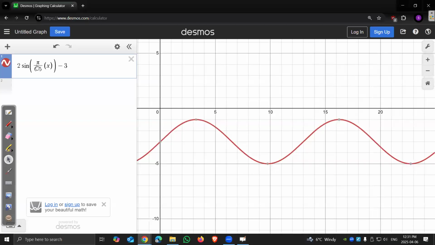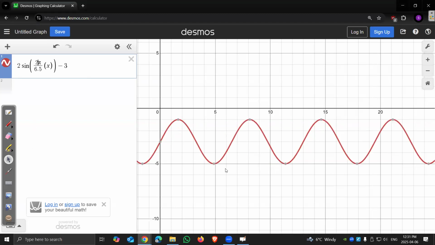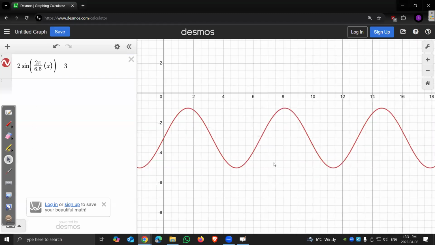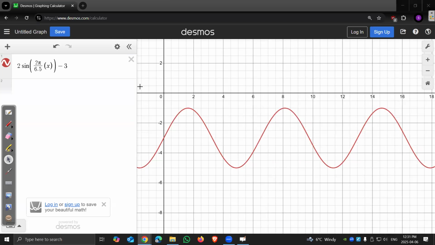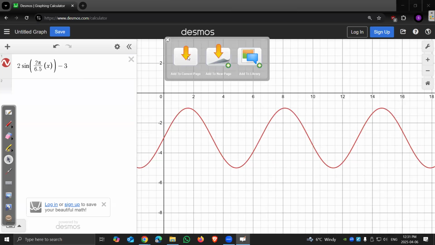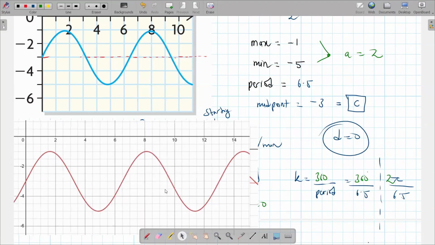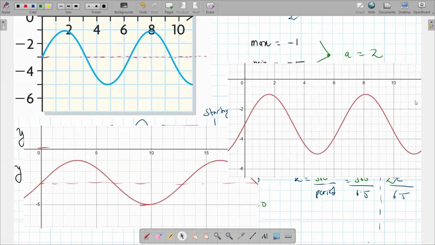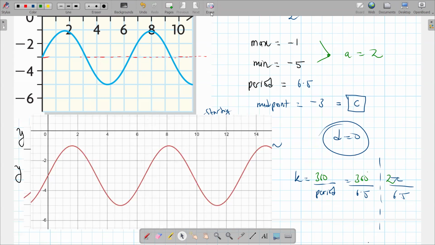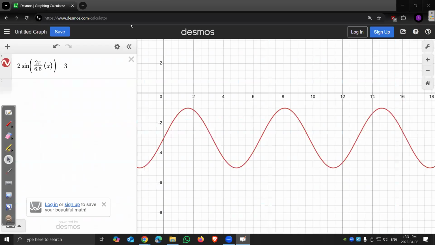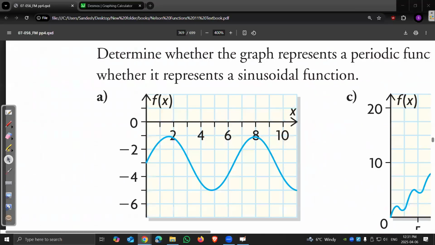Just going to change that pi into 2 pi because the formula uses 360, not 180. And now let's look at the plot. Does that look identical? Yes. And now we're good. You see that? So that's how you can come up with an equation for a sinusoidal function. It is pretty powerful.